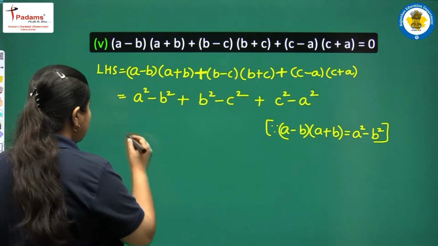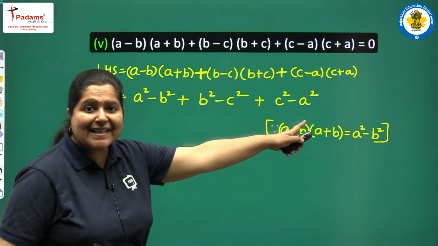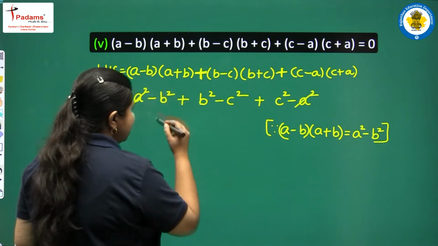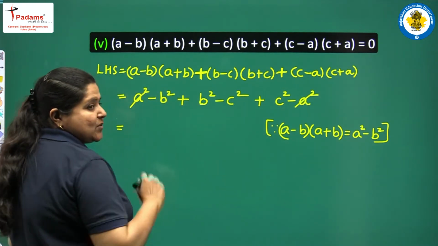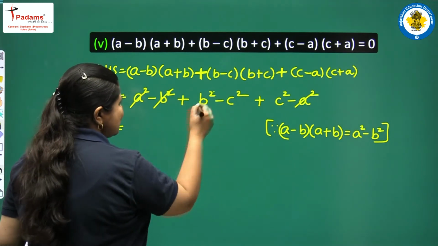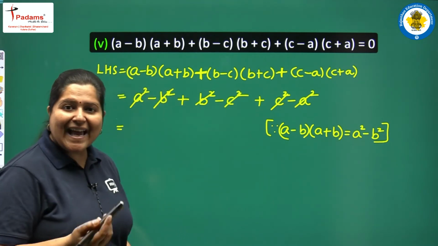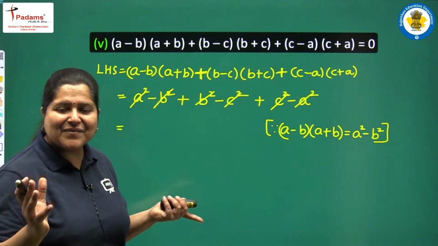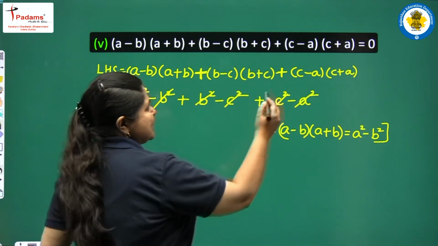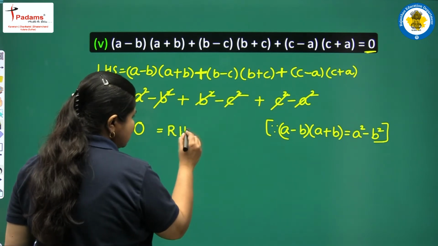Getting it? Now look out for like terms. Here we have a square, here we have minus a square. These are getting cancelled. Yes, cancel them. Minus b square plus b square. एक बार minus में है, एक बार plus में है, cancel होके 0. Cancel these two terms. Again minus c square plus c square, getting cancelled. Now no term is left and so the answer is 0. And this is nothing but the RHS and so we can write it equal to RHS.